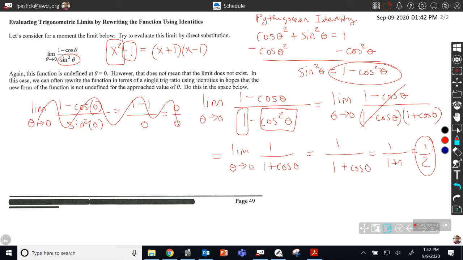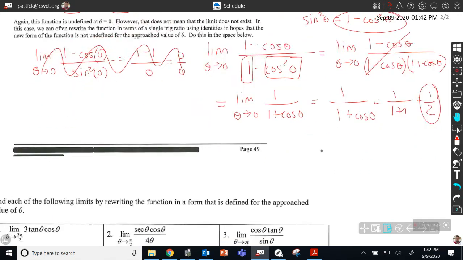Wonderful. So now, I want to scroll down here, hopefully. Let's see.